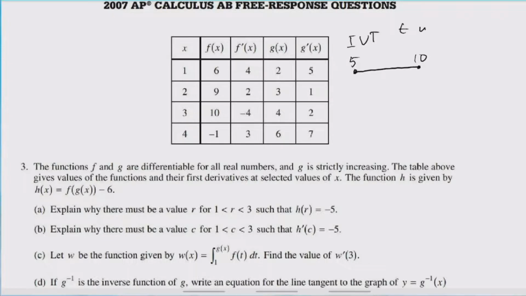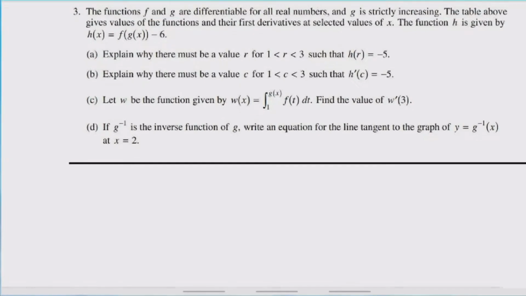t where f of t equals 8, according to IVT, there would need to be one, because let's say f of t starts at 5, it ends at 10. That means in order to get from 5 to 10, I have to cross over 8 somewhere. So that's the basic idea behind IVT. And anytime you're saying explain why there must be a value, you're using IVT.